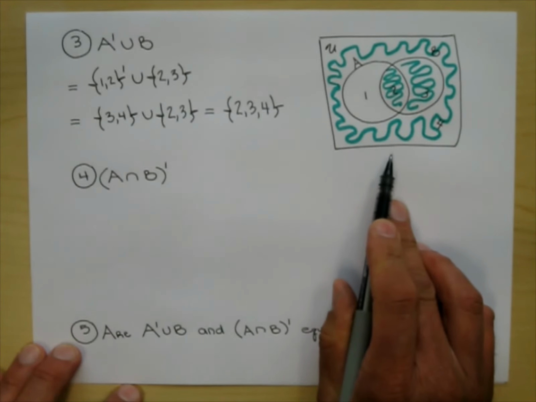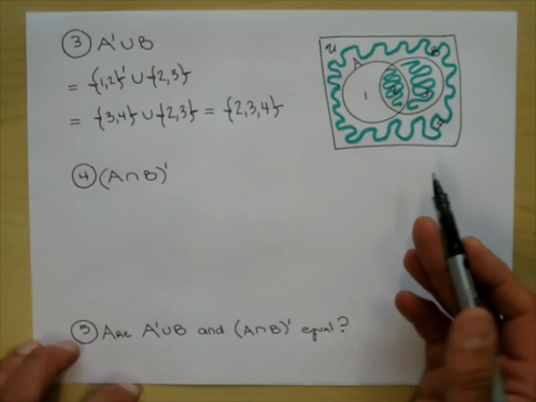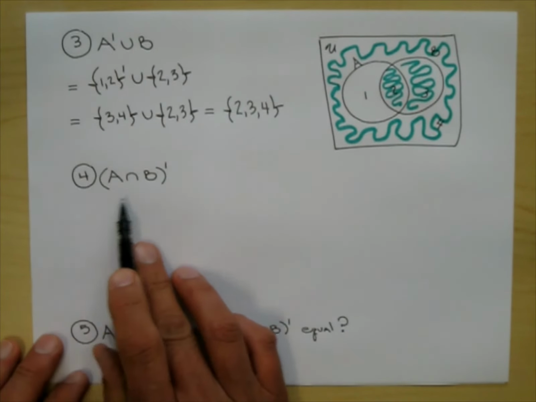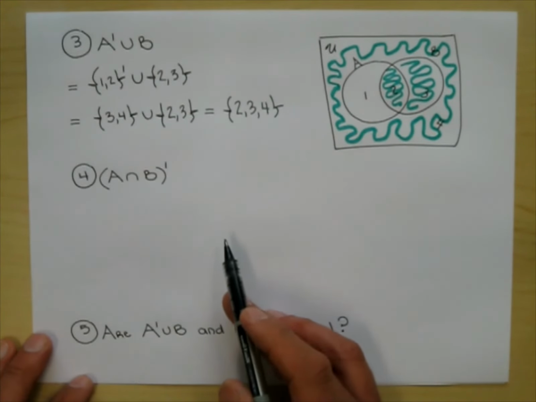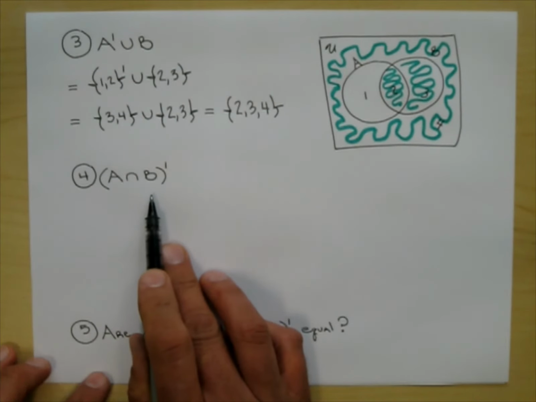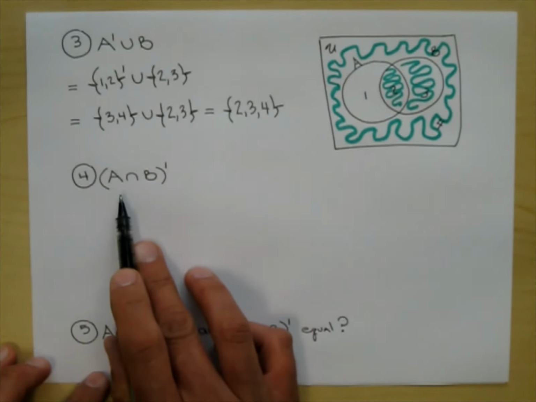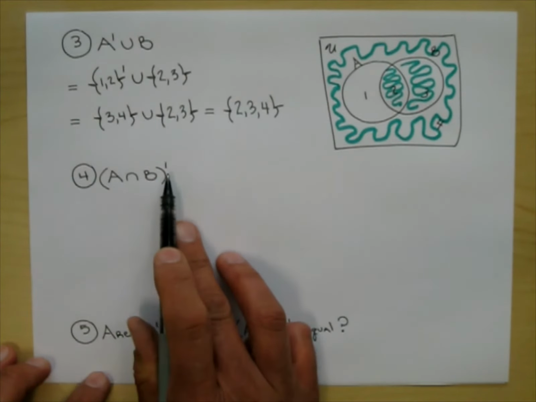So this part of your math class is sort of an art class, art part. I mean, is it really art? I don't know. Let's go ahead and do problem number 4. Why don't you pause the video and see if you can draw the Venn diagram for A intersect B. The whole thing is complemented.